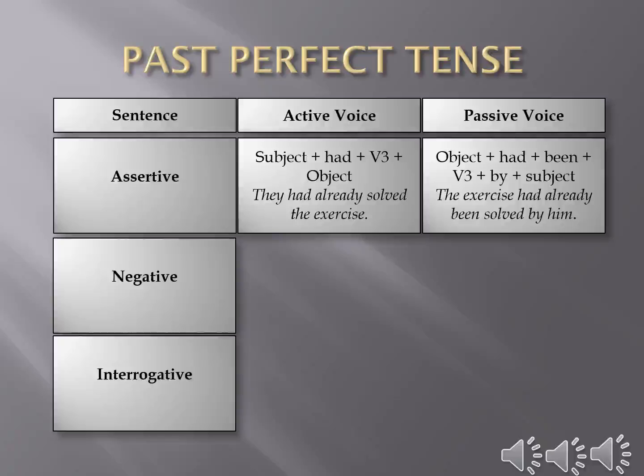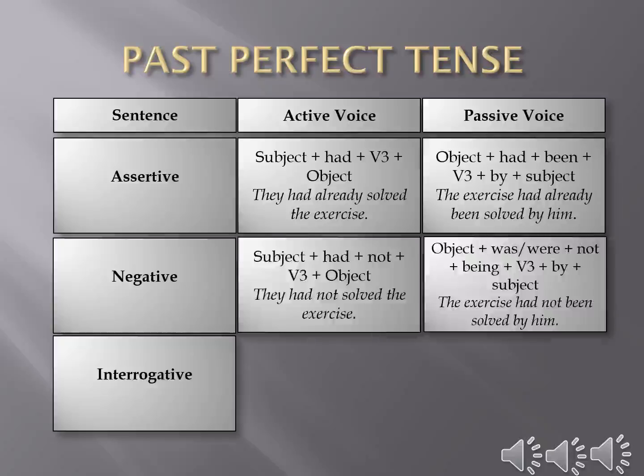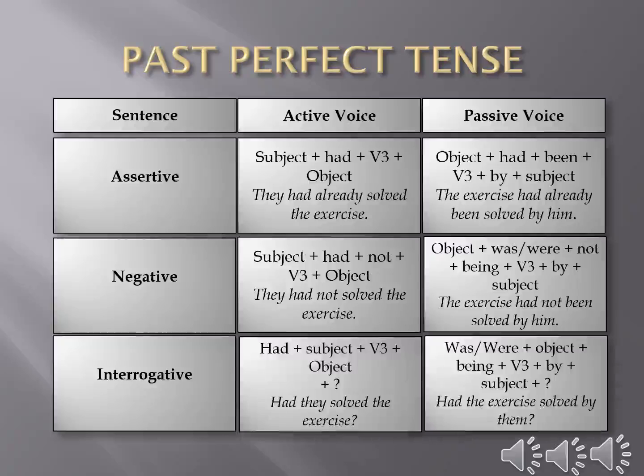In active, they had already solved the exercise, and the passive voice is the exercise had already been solved by them. Negative and interrogative sentences are as follows. You can read out the examples. They had not solved the exercise. Its passive voice is the exercise had not been solved by them. In interrogative type, the active sentence is had they solved the exercise, and the passive voice is had the exercise been solved by them. So this was the past tense. Hope you have understood it properly.